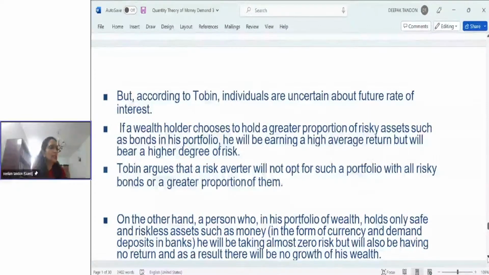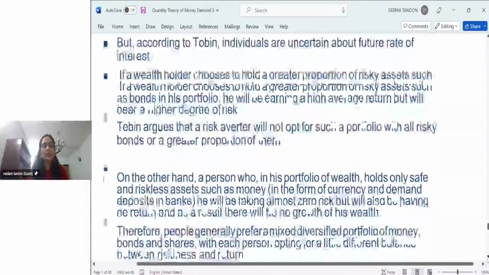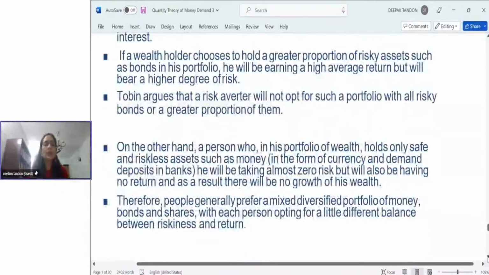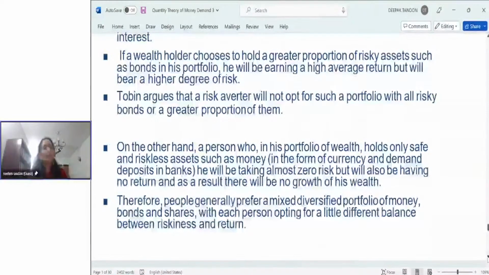And if you keep more currency, that means you incur more cost, and you will not be ready to take risk. At the same time, you won't get any returns. So if this is the scenario, then what will happen? You won't have acquisition of wealth. And if there's no acquisition of wealth, then the country's economic growth will not happen.